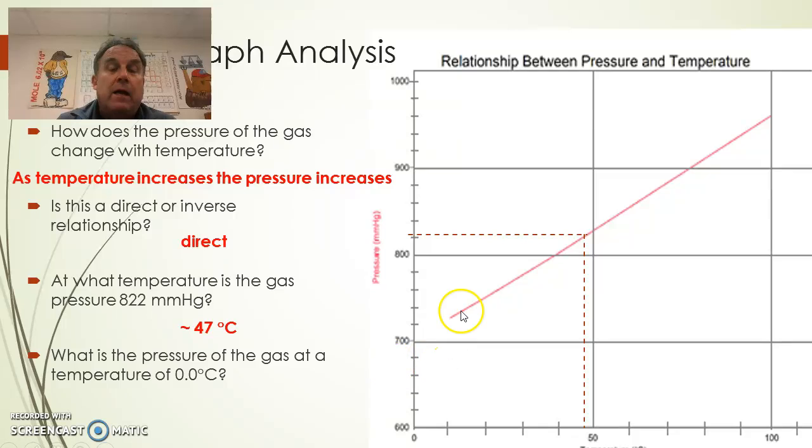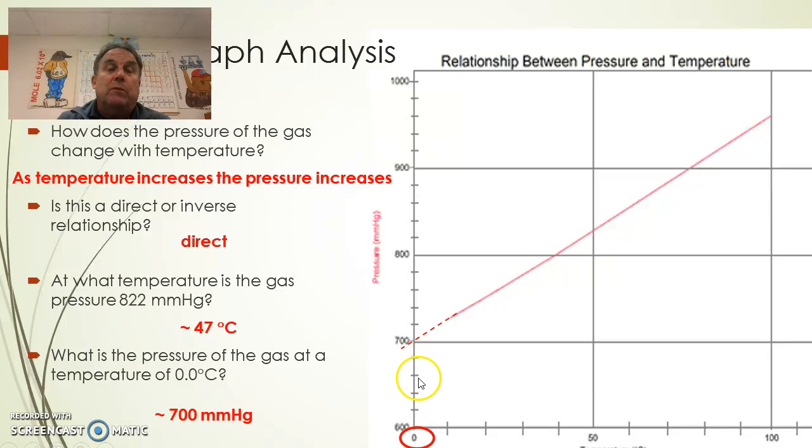What is the pressure of a gas at temperature 0? Now, some students get flummoxed by the fact that the line doesn't extend that far. But imagine if we had taken the data. Where would the data be? So we can extrapolate the line down, which is a tool that we use frequently. And if we do that, we can see that the pressure would be roughly 700 millimeters of mercury.